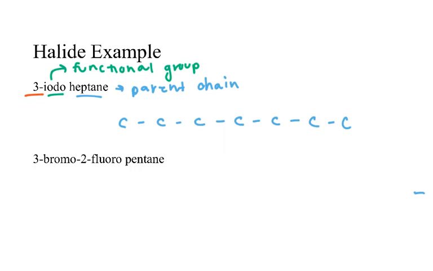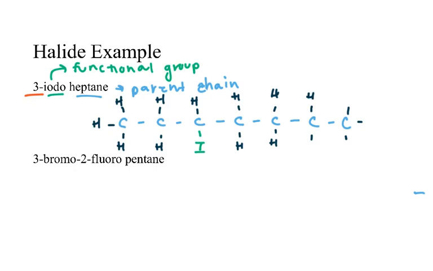So again, you can count from the left or the right. I'm going to count from the left, so I'm going to put my iodine right here. So that's going to be carbon 3, right? And then we're going to fill in the hydrogens everywhere else, right? Put a hydrogen there. So we fill in our hydrogens. And now we have 3-iodoheptane. Okay?